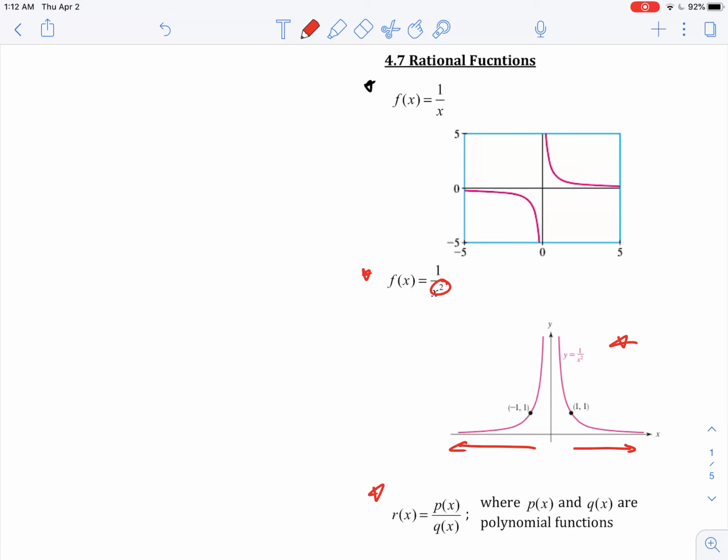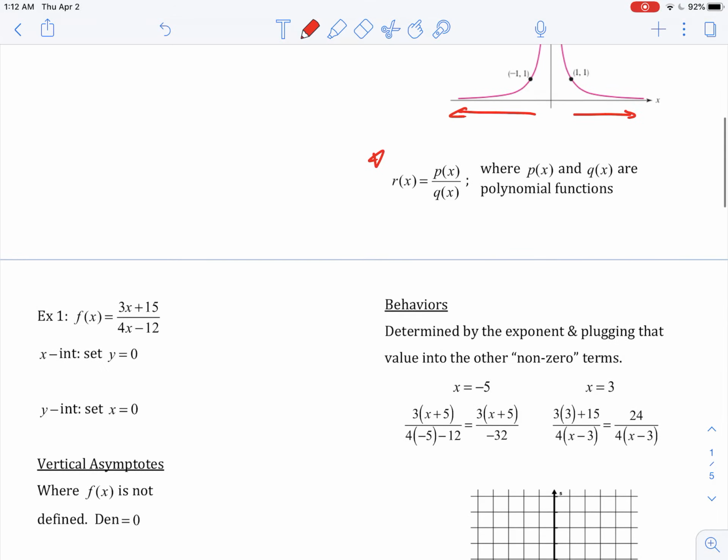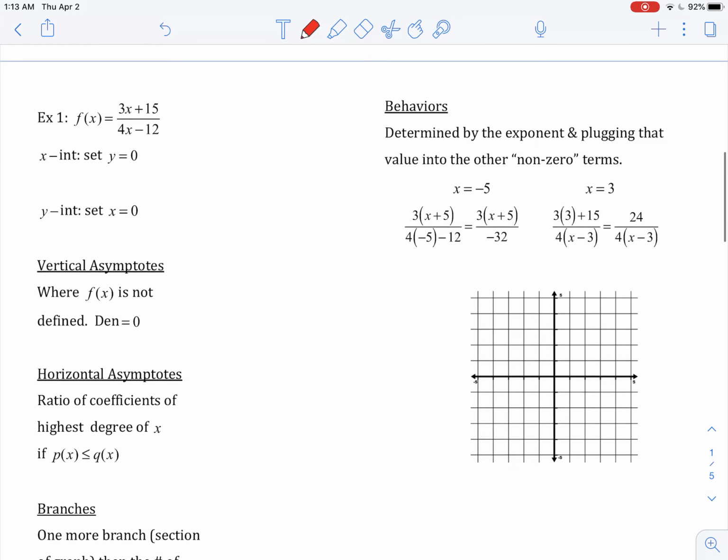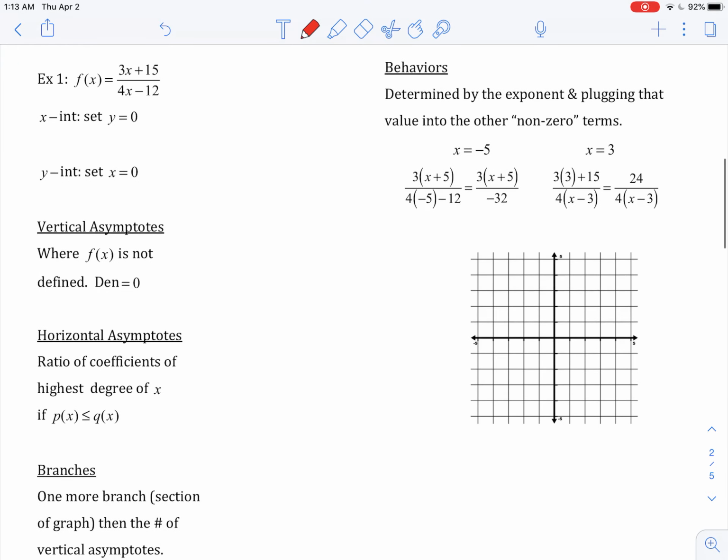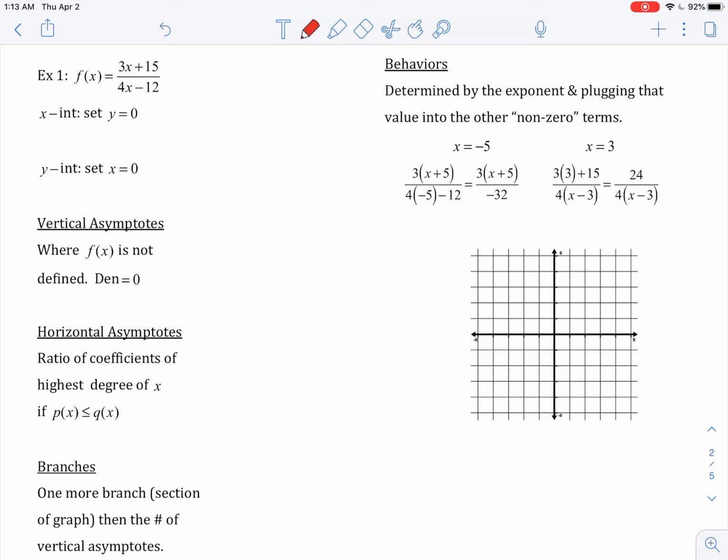So a rational function, very simply, is an equation in fraction form where your numerator and denominator are both polynomial functions. We're going to look at an example and go through the graph of that rational function. I think it will make more sense if we do that. Our first rational function, number 1, is f of x equals (3x plus 15) divided by (4x minus 12), or in factored form, 3 times the quantity x plus 5 over 4 times x minus 3.